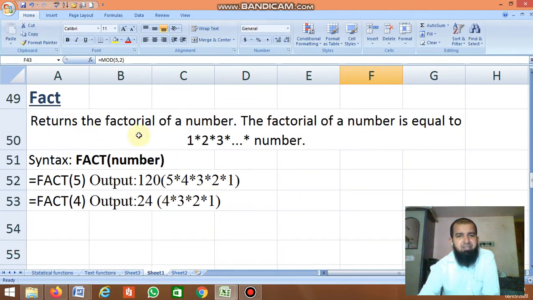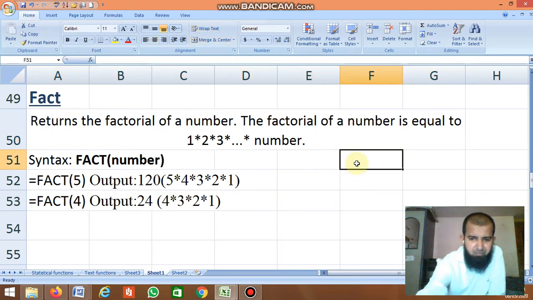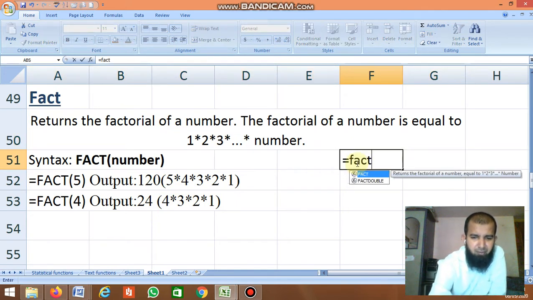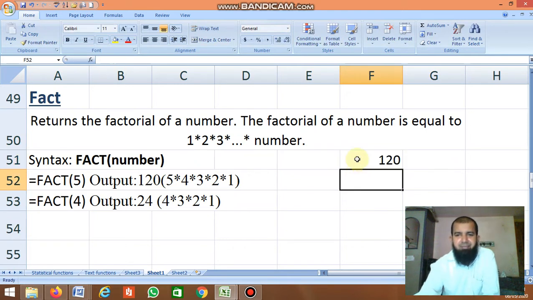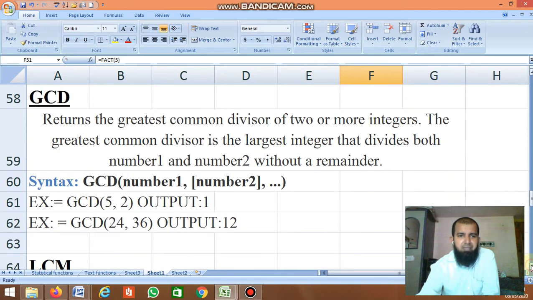Next, FACT. Returns the factorial of a number. The factorial of a number is equal to 1 into 2 into 3 into 4, like this. So syntax is fact of number, fact of 5. What is it? 5 into 4 into 3 into 2 into 1. Fact of 4 is 4 into 3 into 2 into 1. The example, equal to fact of 5. You get 120. Like this. Clear, no?